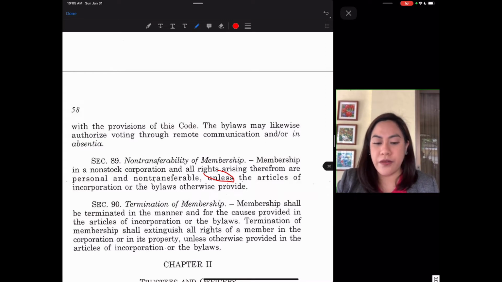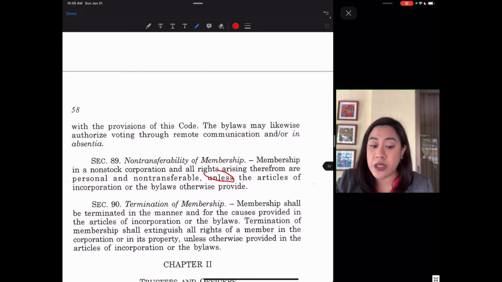What if it becomes transferable because of a provision under the articles or bylaws? Because such is an exception, a transfer will only be valid if the terms and conditions stated in the articles or in the bylaws are strictly complied with. So what do you mean when you talk about transfer?